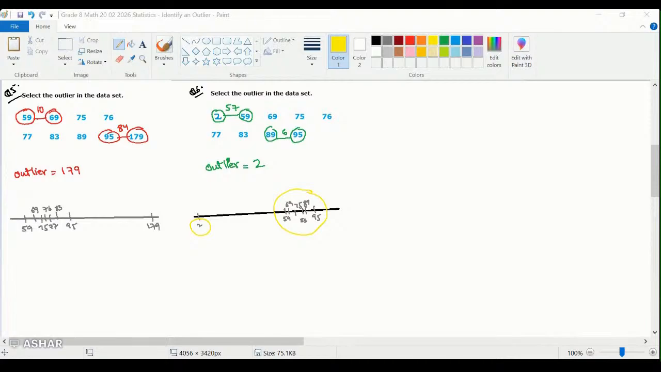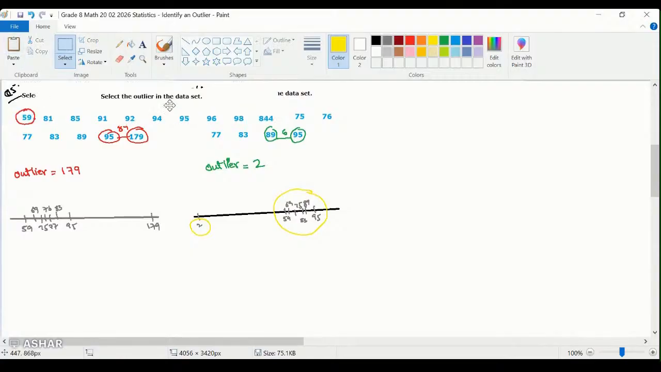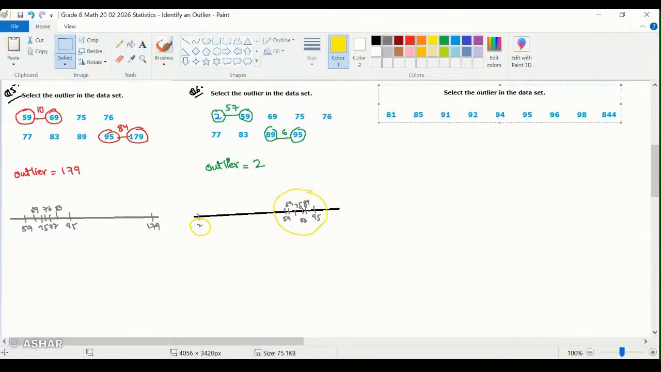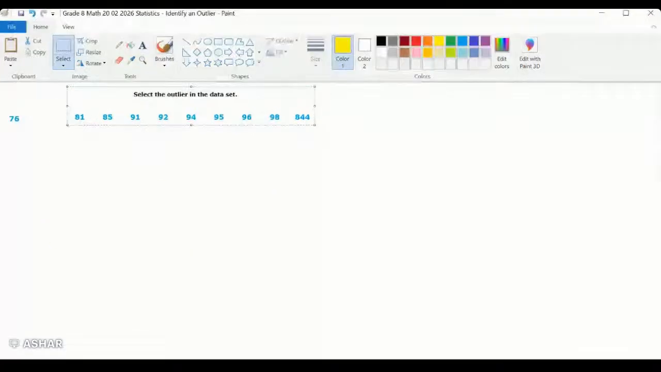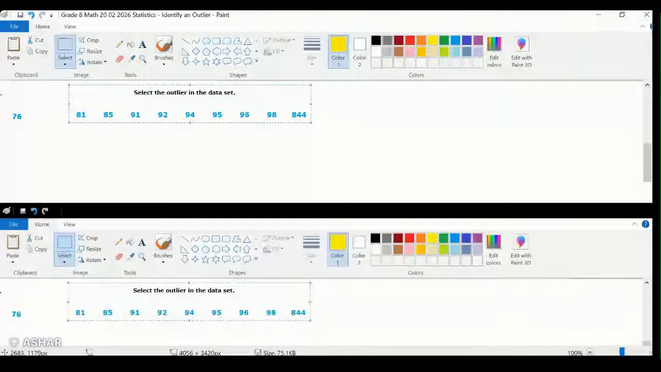For the next question, let's see. We need to find an outlier from the given information. Just a moment, please. If these numbers were given in question number 7, let's see what can be the outlier.